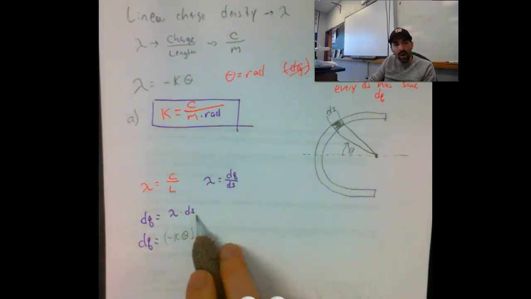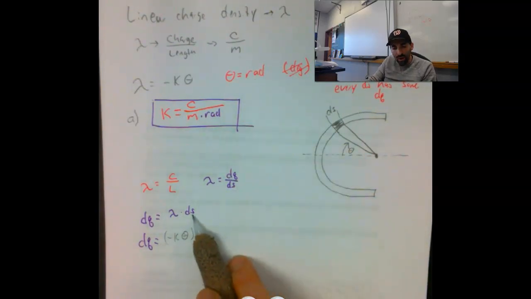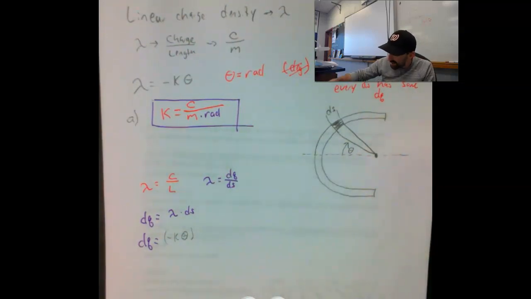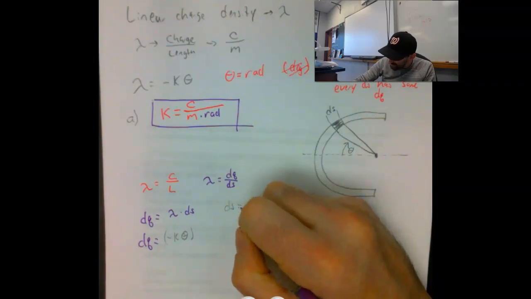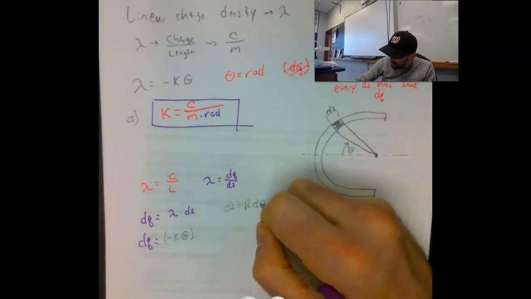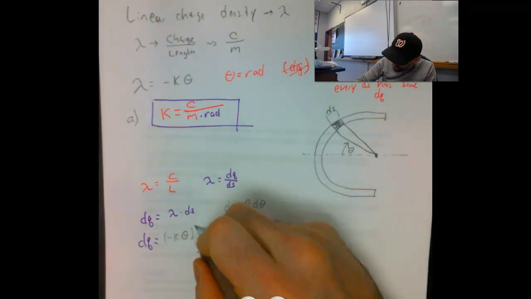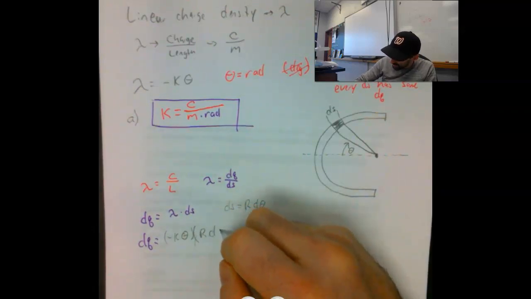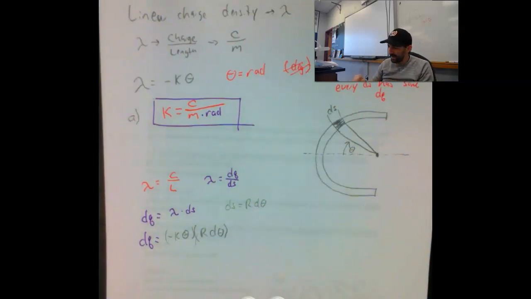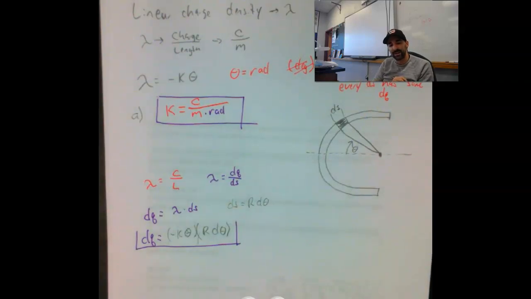And if I recall arc length, yeah, I told you there was a reason why we were using radians. If I recall arc length, I know by definition ds is equal to my radius times d theta. So I'm going to plug in for ds, and now I have dq by definition is equal to negative k theta r d theta. Hey, I think that's going to be a useful thing to know. I'm going to write that down right there.